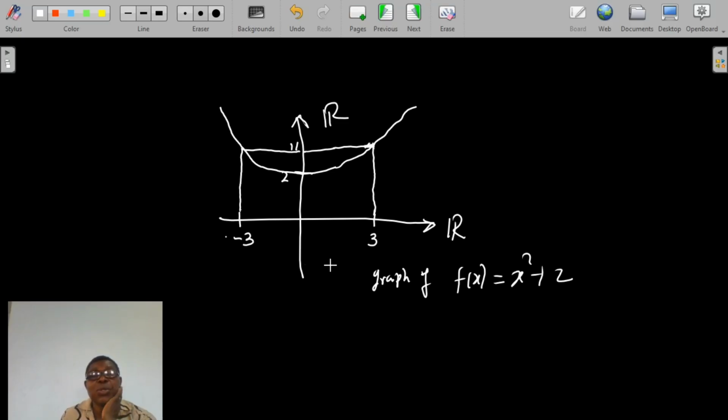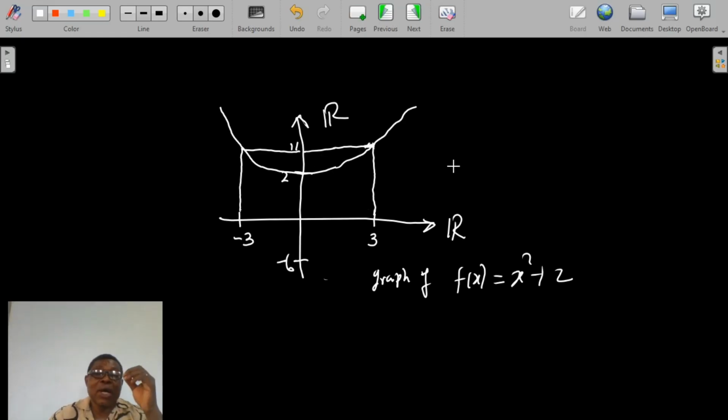It is not onto because if we consider this point, let's say minus 6 on R, there is minus 6 on the range space, which has no element on the entire horizontal, that is the domain set, that is mapped to it. So this function is not an onto function.